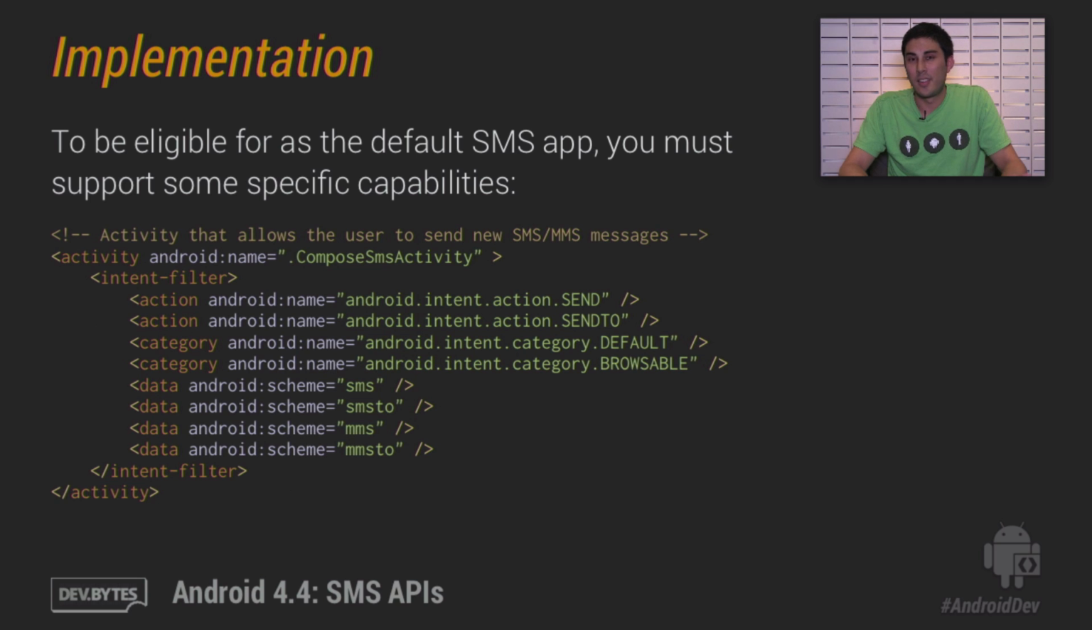Additionally, you have to define an activity, a UI that can handle creation of new SMSs. So here we've got a compose SMS activity. This might be triggered, say, from the System People app when you go and create a new SMS to a particular contact.